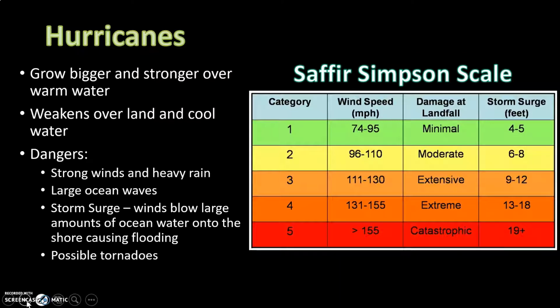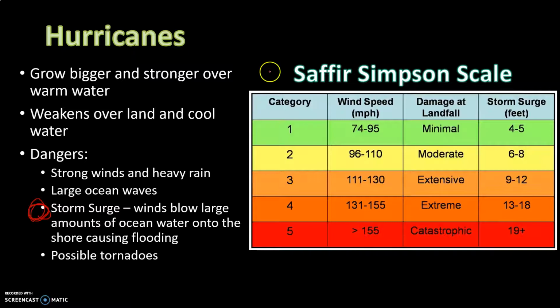So the dangers of hurricanes are strong winds, heavy rain, and large ocean waves. The most dangerous part is the storm surge, and that's when winds blow large amounts of ocean water onto shore, and it causes extreme flooding. The bigger the storm surge, the worse the flooding. Also, hurricanes can create giant spin-off tornadoes embedded within those thunderstorms.